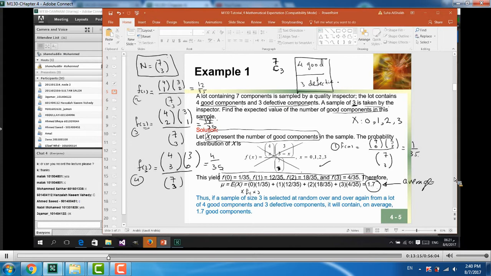What does it mean? It means if I'm selecting 3 out of the 7, the average is 1.7 good components each time we choose. The average good component, the average choice of good component is 1.7. Is it clear? Any question?